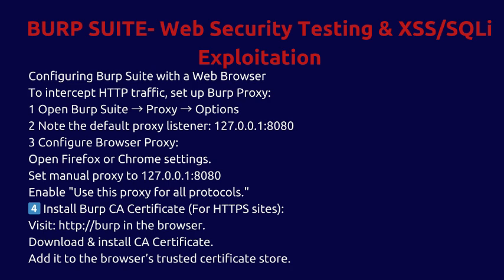Then you install Burp CA certificate for HTTPS sites. Then you visit http://burp in the browser. Download and install CA certificate. Add it to the browser's trusted certificate store.